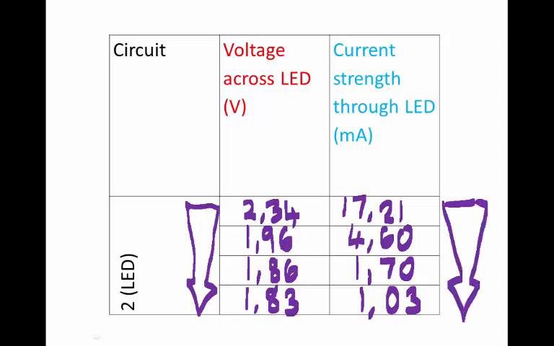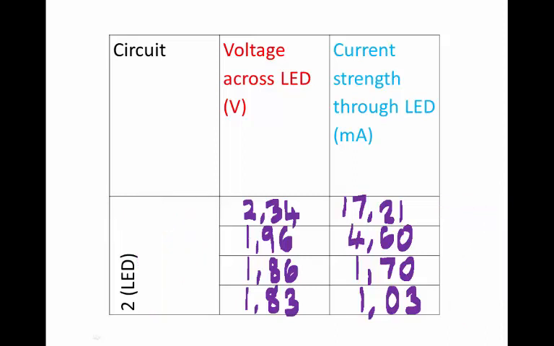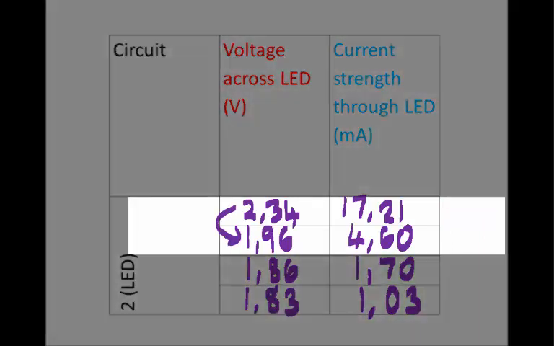Or if you want to put it the other way around, if we look from the bottom up, as we make the voltage more, then the current strength through the LED does also become more. However, even though this is the more, or the less, it's not by the same factor. Well, let's compare the change from the first to the second reading for the voltage and for the current strength. Why don't we multiply 2,34 by something to get 1,96?